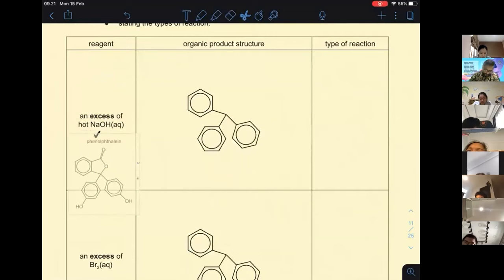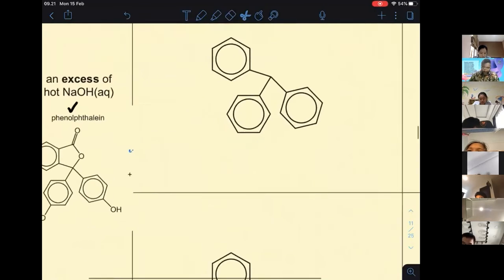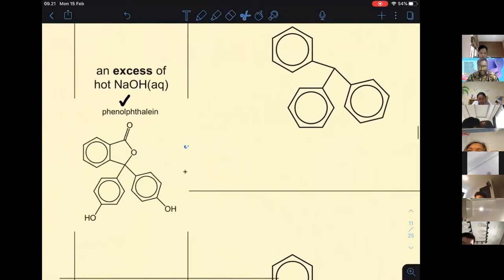Okay, this is going to be your structure of phenolphthalein. Now, if you look at this structure of phenolphthalein, when you react with excess hot sodium hydroxide, what is going to happen? The first thing that should be coming to your mind is your hydrolysis process, where your ester bond will be broken, because we have two types of hydrolysis: acid hydrolysis and sodium hydroxide hydrolysis. Acid and base hydrolysis. So you are going to actually break the ester.